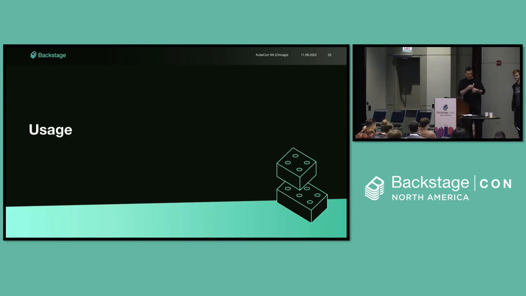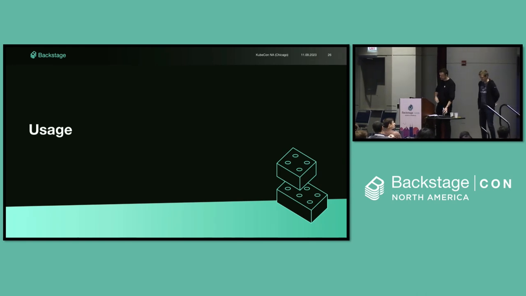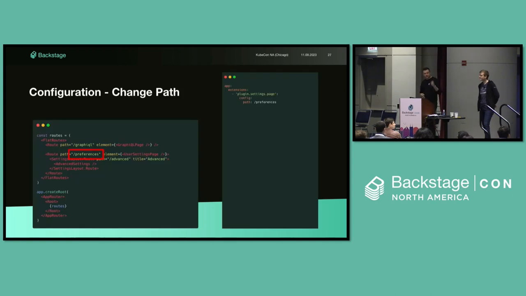Okay, so let's shift gears a little bit and talk about how you actually use this new system. So we'll mostly skip over how to set up the app itself and the plugins, because they're going to remain fairly similar to the existing system. Instead, we'll focus on what it looks like to create extensions and how to configure them in the app. So let's return to our very simple example from previously.